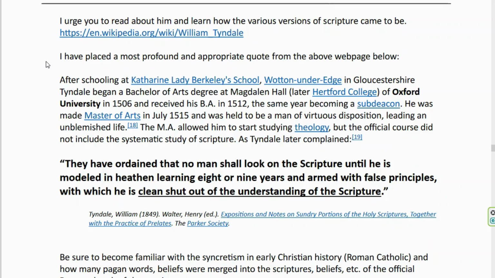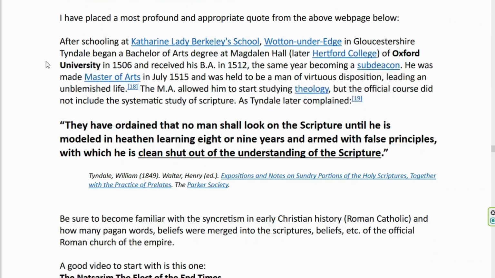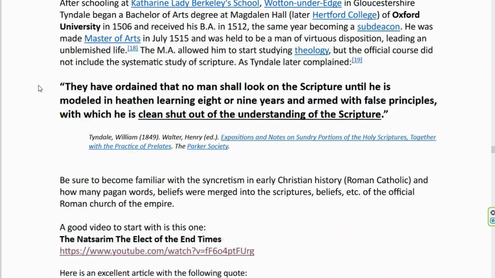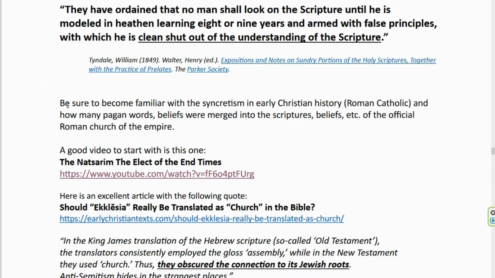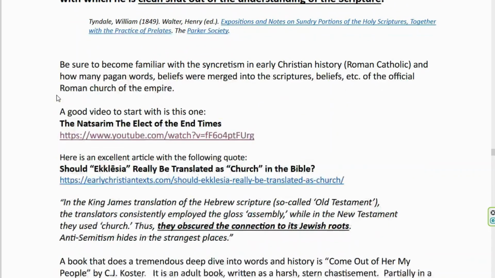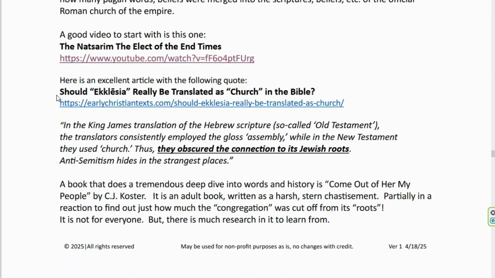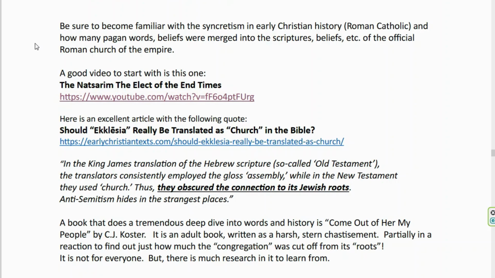I have placed a most profound and appropriate quote below. He went to Oxford University, got his bachelor's and his master's degree, started to translate the scriptures, and said this, quote, "They have ordained that no man shall look on the scriptures until he is modeled in heathen learning 8 or 9 years, and armed with false principles, with which he is clean shut out of the understanding of the scriptures," end quote. I have found that to be a very interesting quote.